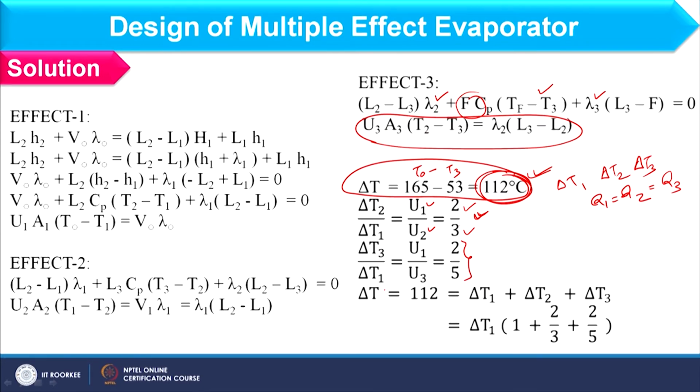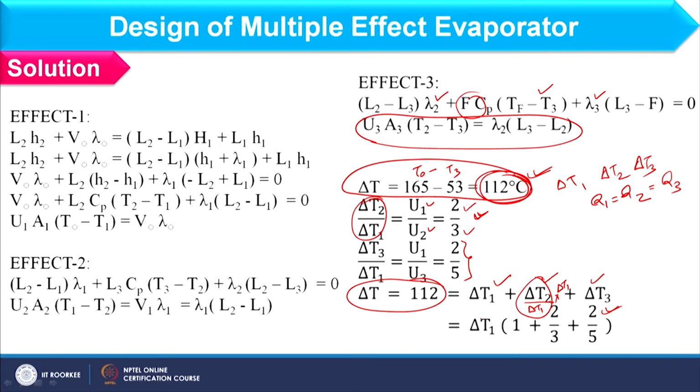Okay. So, when I consider total driving force, that should be equal to delta T1 plus delta T2 plus delta T3. Okay. And further we can consider this as a division of delta T1 into multiplication of delta T1, right. So, this value is usually known to me, and that I consider as 2 by 3 and similarly 2 by 5.